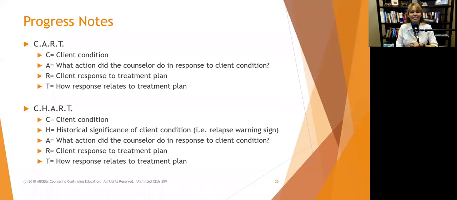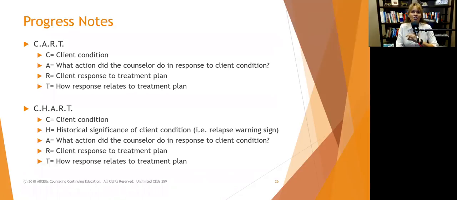So client condition, if he came in and he said, I'm in a relationship, I'm like, okay, we're in this honeymoon phase. Historical significance, even if they haven't broken up yet, I'm going to be on high alert for trouble in paradise because I know that that can lead to a relapse. And I'm going to obviously make sure that that client is aware and putting in place stopgaps.